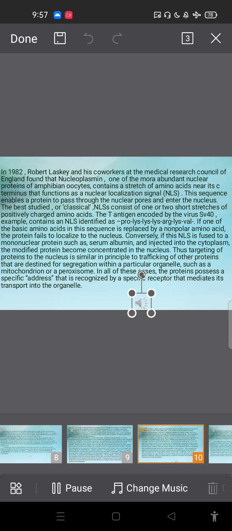Thus, targeting of proteins to the nucleus is similar in principle to trafficking of other proteins that are destined for segregation within a particular organelle, such as a mitochondrion or a peroxisome. In all of these cases, the proteins possess a specific address that is recognized by a specific receptor that mediates its transport into the organelle.